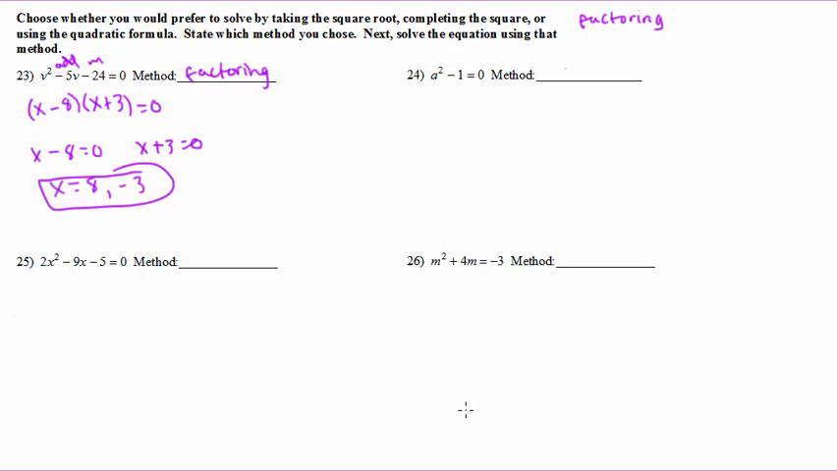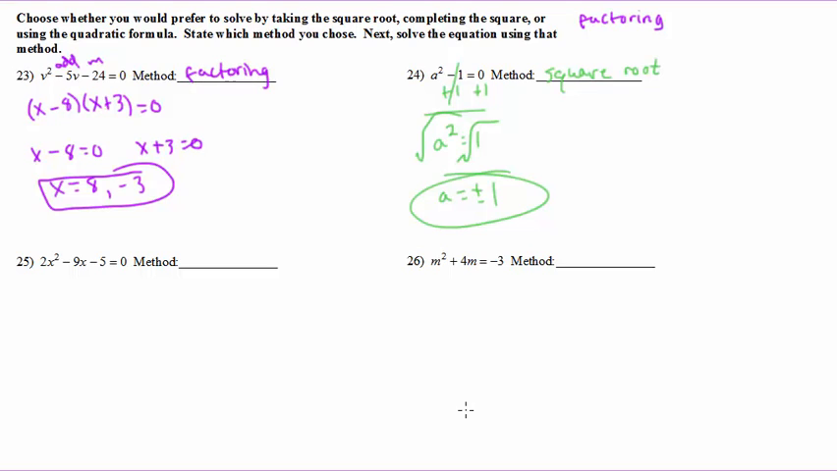On 24, we could factor this, but I actually would use the square root method, partially because I'm just trying to show you some different methods, but also because all I've got to do here is add 1 to both sides and get a squared equals 1, take the square root, and I get a equals positive and negative 1, because the square root of 1 is 1.